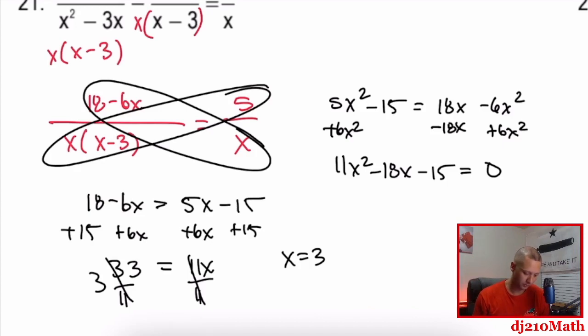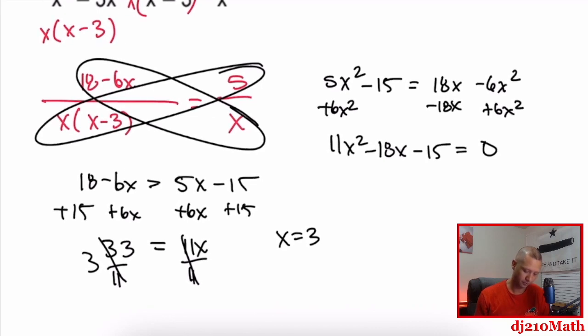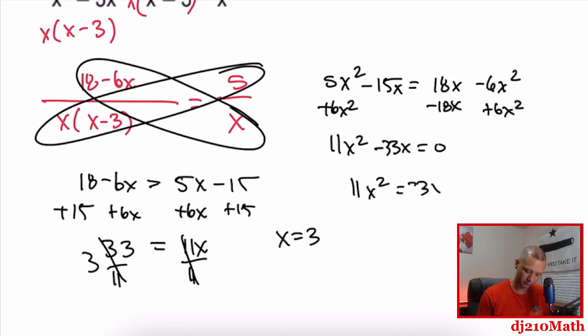So because this would be 15x. That's why. Okay. Then that would mean I was right the first time. So this would be minus 33x equals 0. That's what it would be. And it comes out to dividing both sides by 11.